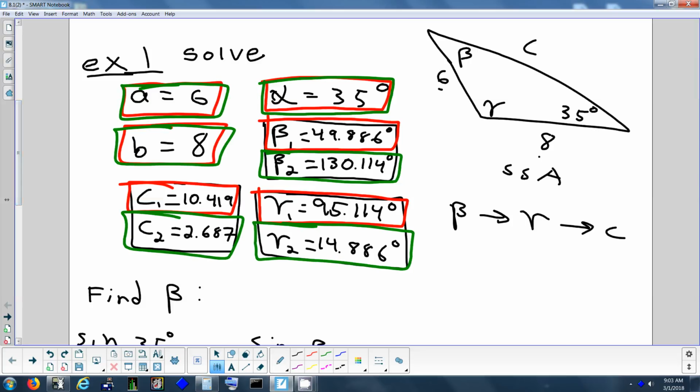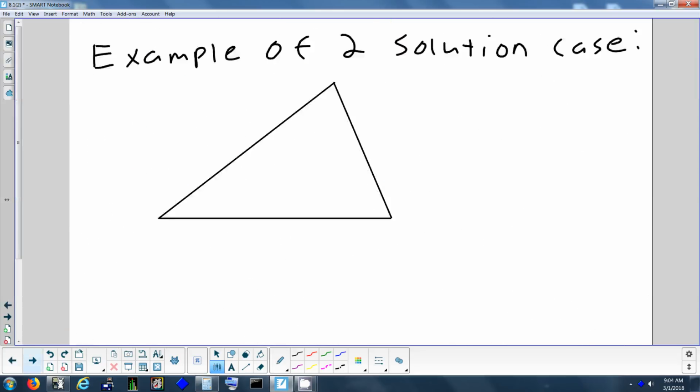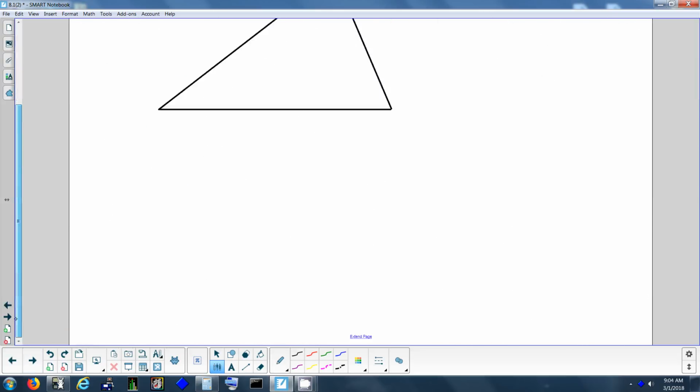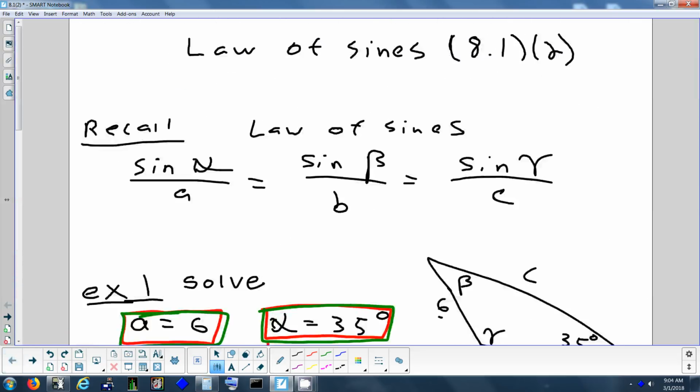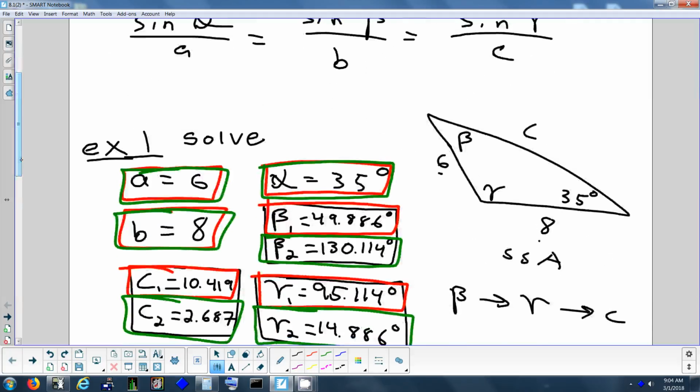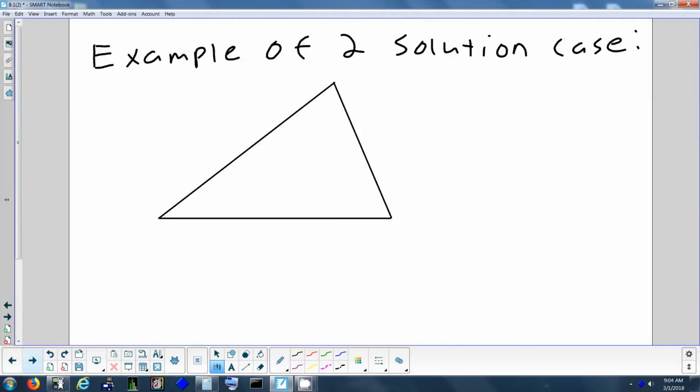All right, so let's sketch that. If I gave you guys this exact information, I said, here's a piece of wood that's 6 inches long, here's another piece of wood that's 8 inches long, here's a protractor, I want you to measure angle alpha, make it 35 degrees, and here's some other pieces of material, make a triangle. Some of you might make the red triangle, some of you might make the green triangle, just by putting pieces together. So we're going to look at how that could happen.